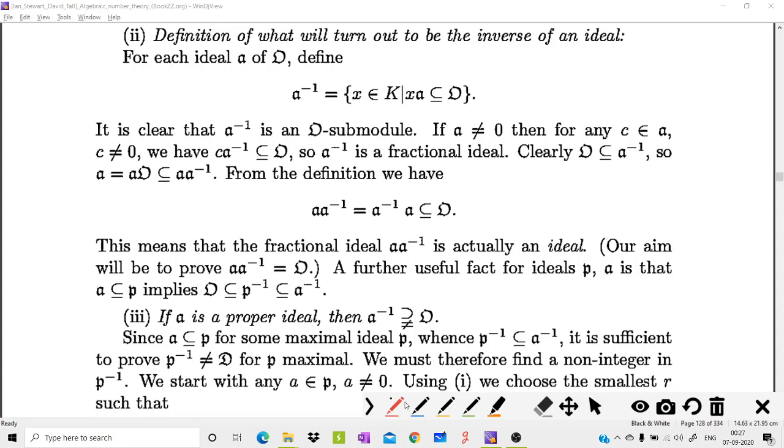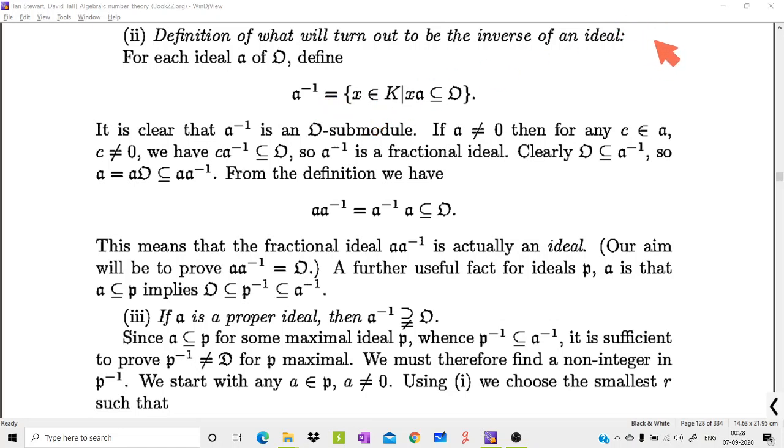So this A inverse contains all the elements of A itself, right? Because if we multiply A, that is contained in A, that is always in O. So A inverse contains all the elements of A. That is trivial. And A inverse is an O submodule. By submodule we mean like a subspace in a vector space. Okay, so we can easily prove that this A inverse is an O submodule.